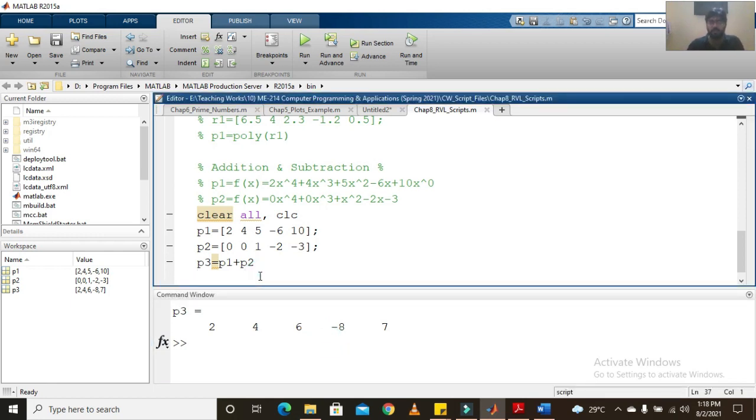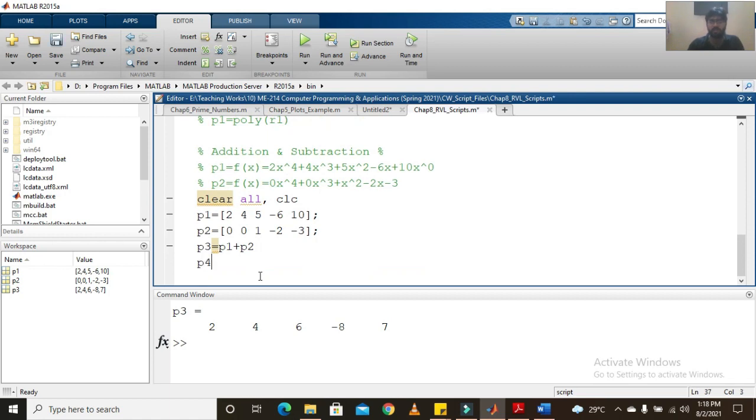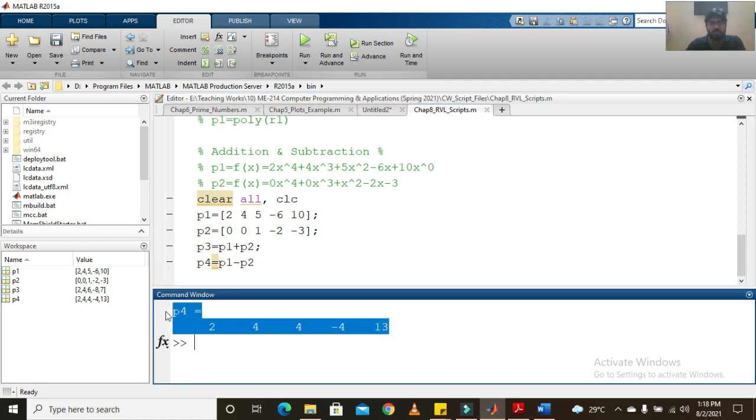Let's say if I want to carry out the subtraction as well, I define another variable p4 and I define it as p1 minus p2. This will be my resultant polynomial when I subtract them. So whatever knowledge we have acquired regarding array addition and subtraction, that previous knowledge will be utilized for the calculation for the addition and subtraction of the polynomials.